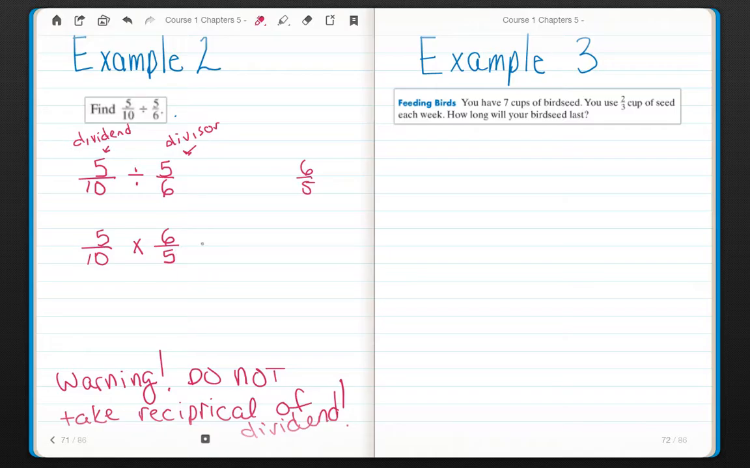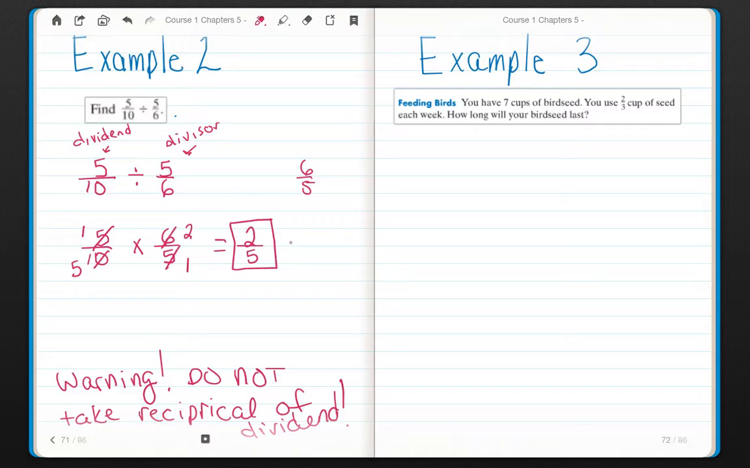Okay? Now, 5/10 times 6/5, I multiply like normal. I'm going to cross cancel. 10 and 6 have a common factor of 2, so 6 divided by 2 is 3. 10 divided by 2 is 5. 1 times 3 is 3. 5 times 1 is 5. So 5/10 divided by 5/6 equals 3/5. All right?